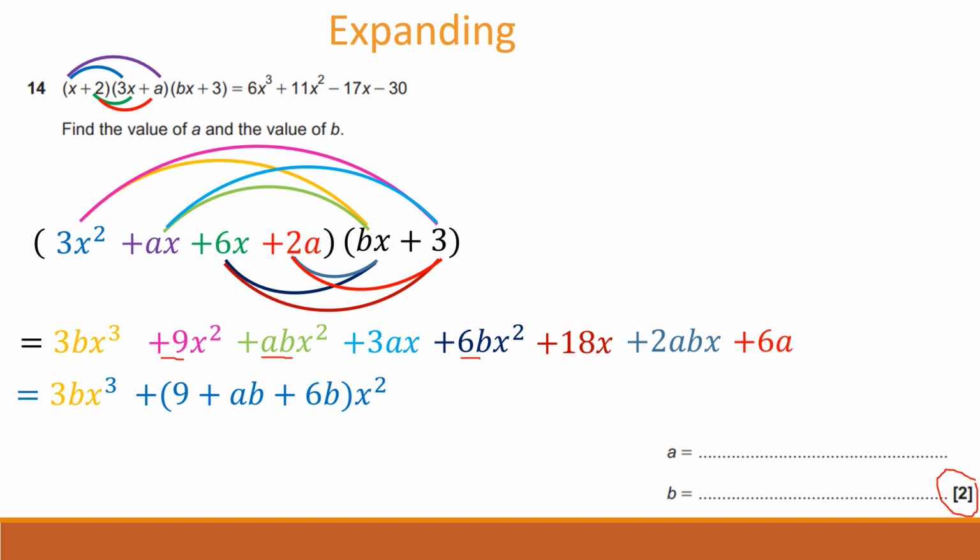Now I'm going to do the same with the x term. So I'm going to look at the coefficient of x, or the number in front of the x. So I've got a 3a, I've got an 18, and I've got a 2ab.